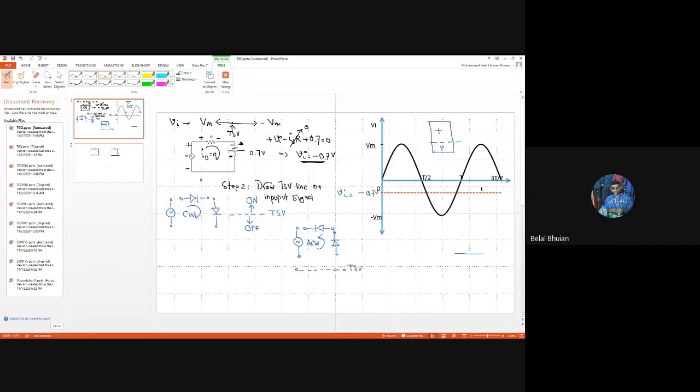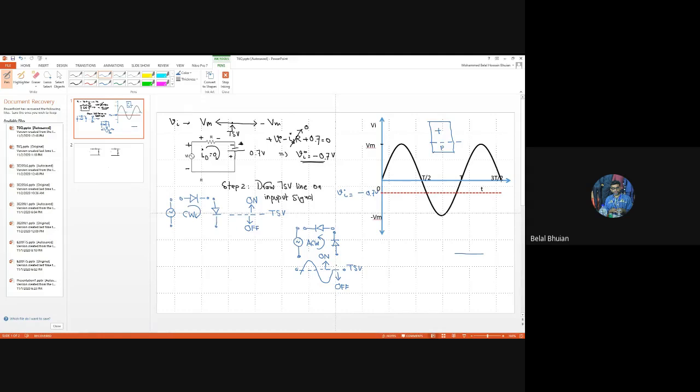So let's say Vi is equal to minus 0.7. That gives, and then it cuts the signal, something like that. So in that case, for all the values of the signal above the transition state voltage line, the diode will be what? On. And below it will be off. So that's what the transition state is. It gives us the boundary.